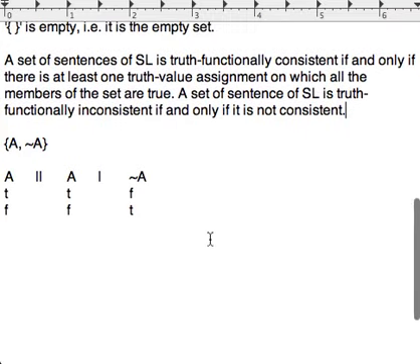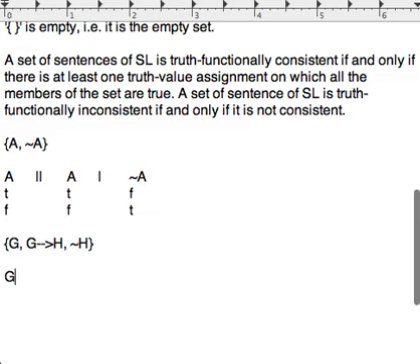Okay, but this might not always be so obvious, right? So let's think about a little bit more of a different example. So consider the set of sentences where we have G, right arrow, this is the material conditional, H, and then we have not H. Okay, so the question is, is this set of sentences truth functionally consistent?